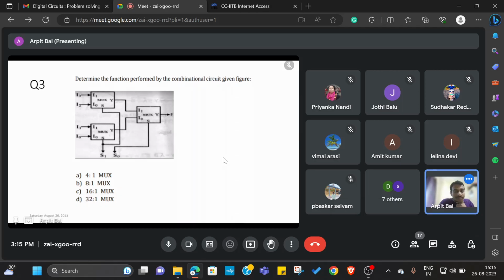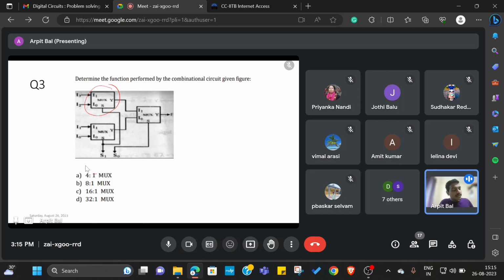Okay, but let us say the architecture is not so clear to us. So let us say that this is some random block and it is not given as a mux. So what should be our approach to solve such a question? In this particular question, it is clear that it's a 4 cross 1 mux, right? But let us try to see step by step how we need to solve it.